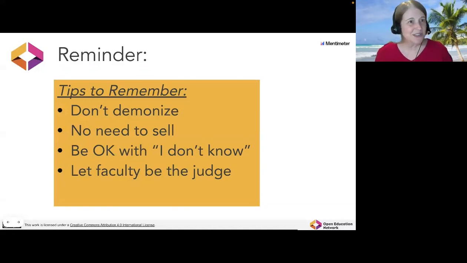And Dave emphasizes that the answer is often not clear cut, especially when we get into copyright. It depends. The tip on this slide to be okay with I don't know, but I'll try to find out for you, I think is a really good one. Oh, Sherry gives another shout out to Open Oregon. I will try to find the link to that unless somebody else beats me to it to share that in the chat. It's a great resource.